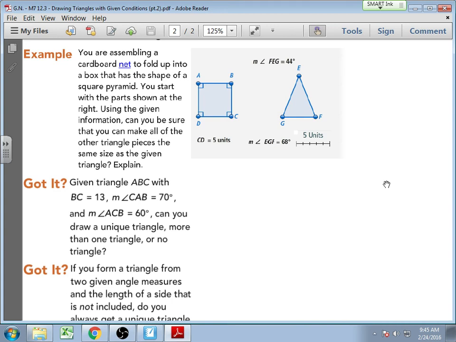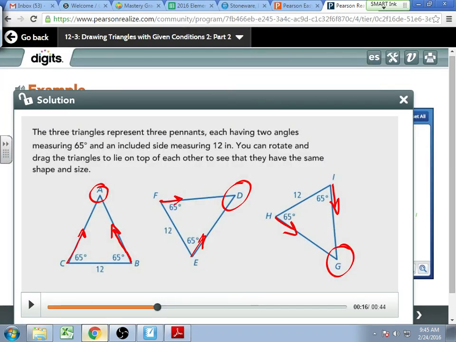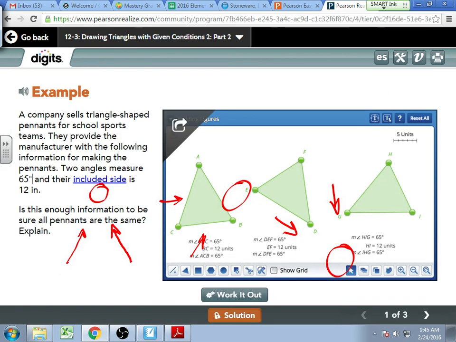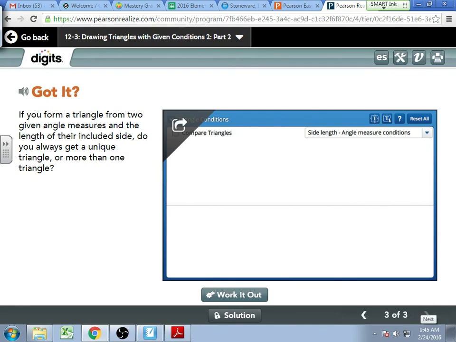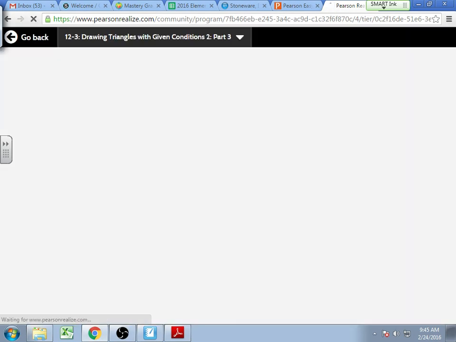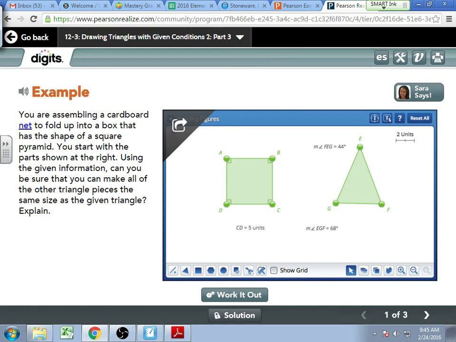EG, now this is a little hard to see, so I'm going to go back to digits because my page is a little bit hard to see. So they've now given me a couple angles and a side length. So we know FEG, or really angle E. So on your paper label, this is the 44. EGF is really angle G. So this angle is the 68.